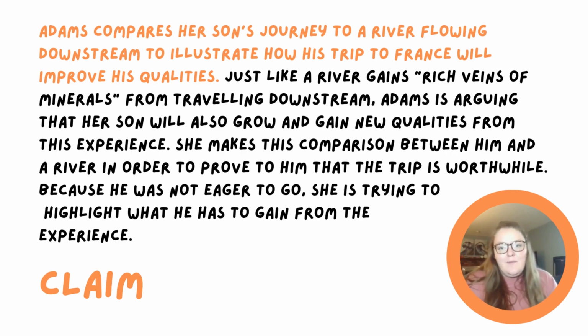Let's break down my example, starting with the claim. "Adams compares her son's journey to a river flowing downstream to illustrate how his trip to France will improve his qualities." In this claim sentence, I've identified the choice, the comparison, as well as the effect, which is to illustrate how the trip to France will improve his qualities. This is an example of an explicit and effective rhetorical analysis claim. Let's move on to the evidence.